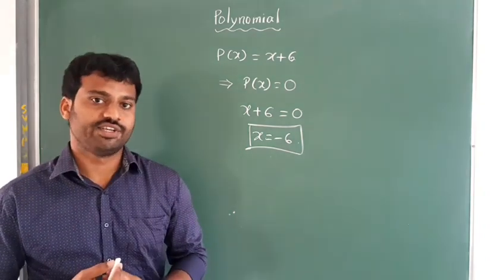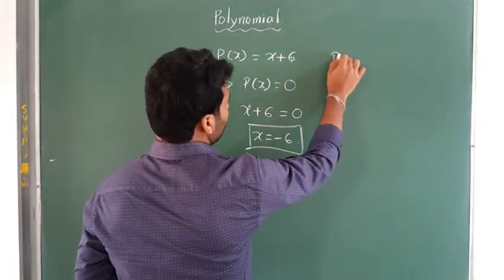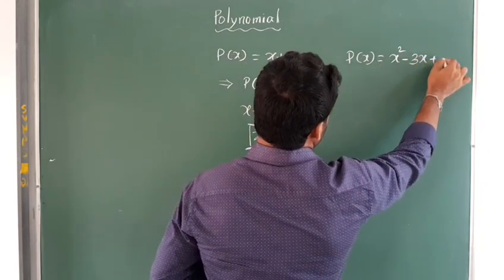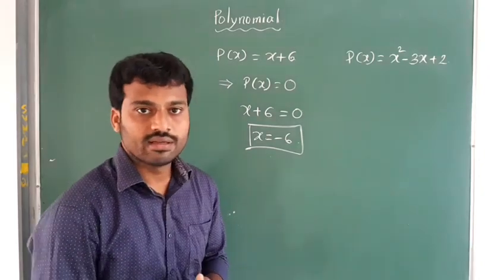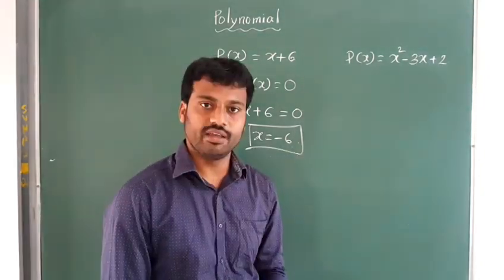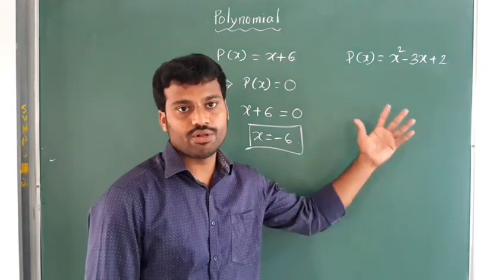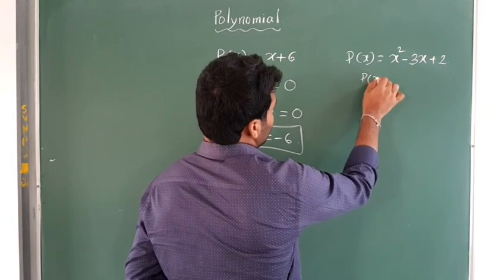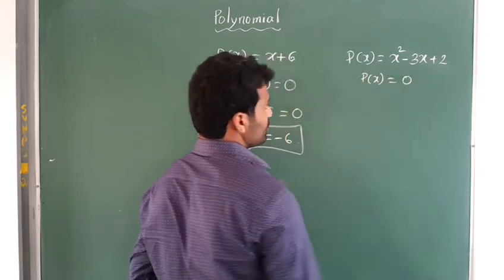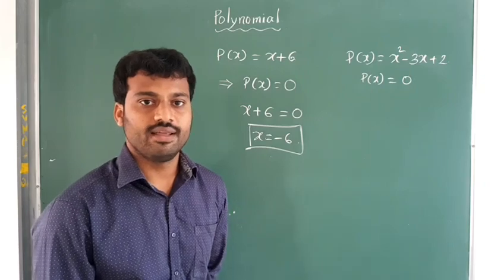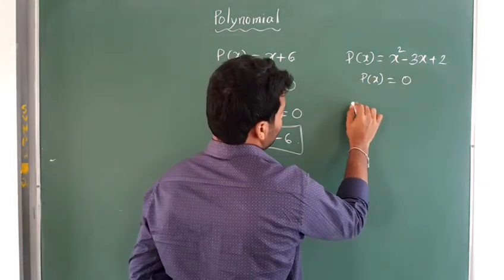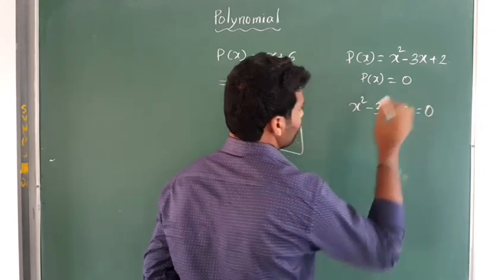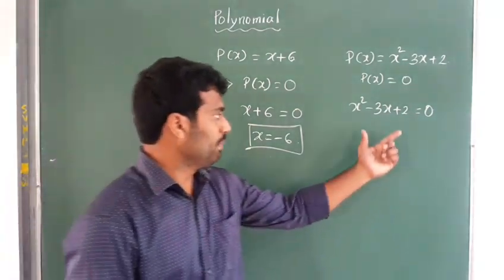If it is a quadratic equation, I will take one quadratic equation also. p of x is equal to x square minus 3x plus 2. Clear or not? So this is the quadratic equation. If you want to find the zero of this polynomial, first assume p of x is equal to 0. p of x means x square minus 3x plus 2 is equal to 0. So it's a simple example.